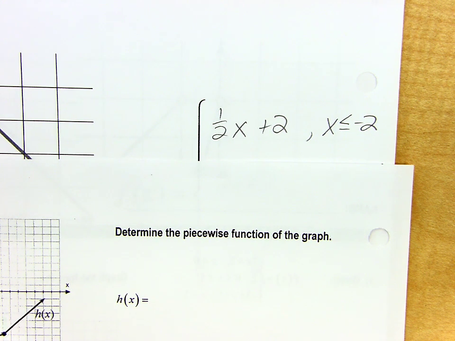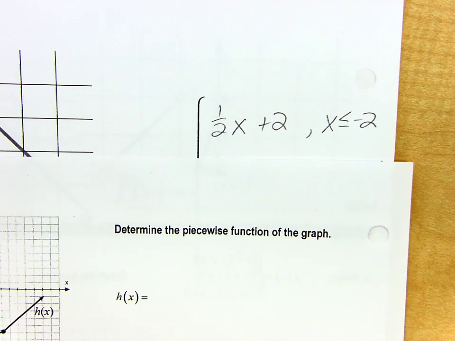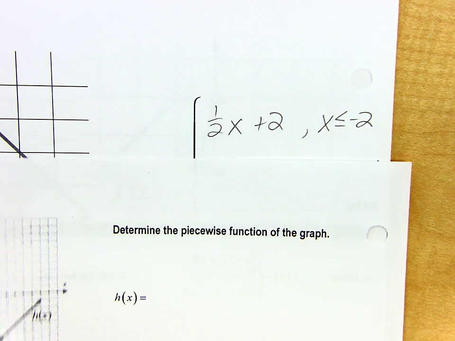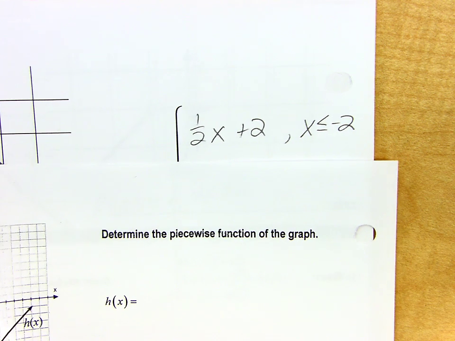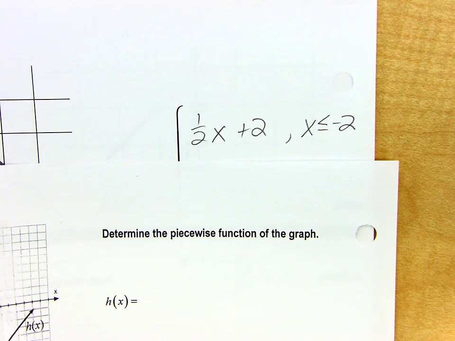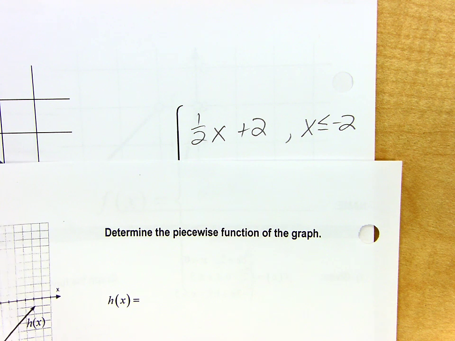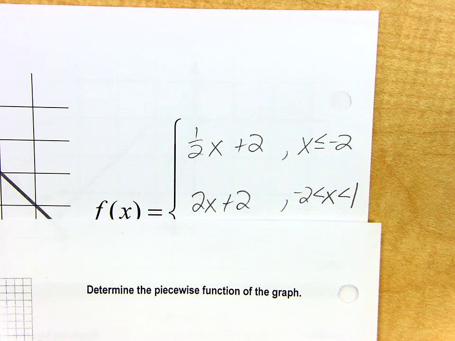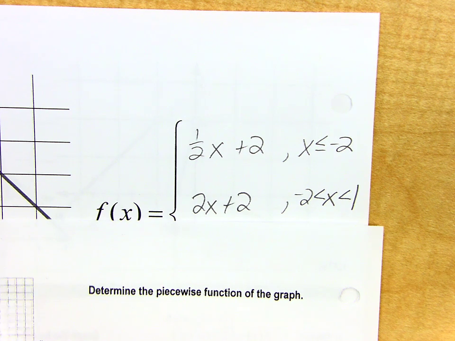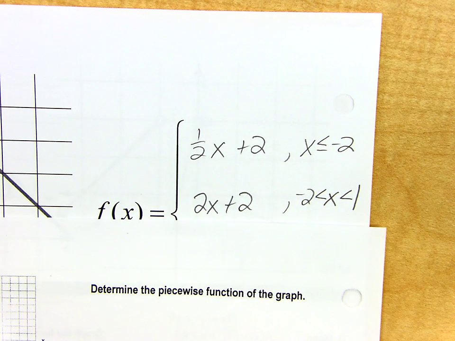We're agreed? Okay, Greg, what's the second one? 2x plus 2. And where does it exist? With bars underneath or no? No, because they're open on both ends, so make sure you do not have bars underneath both of those.